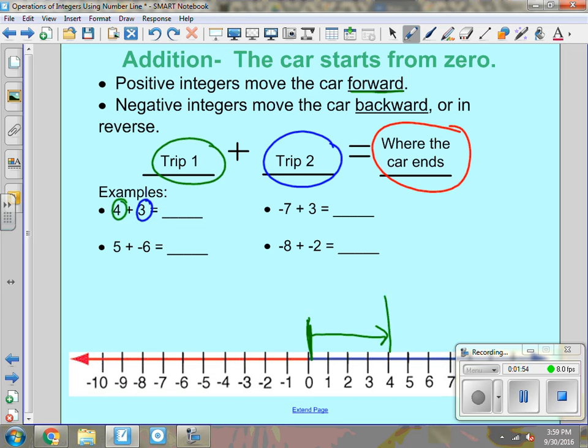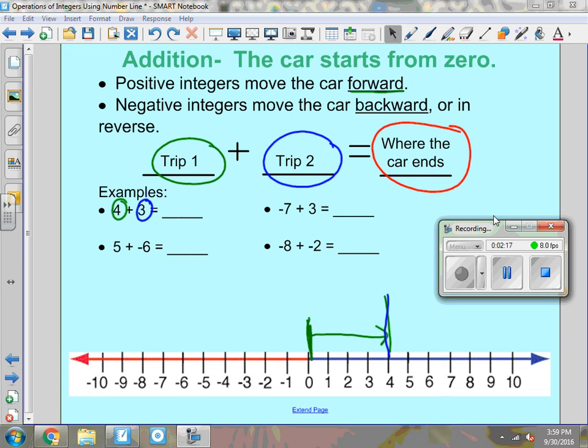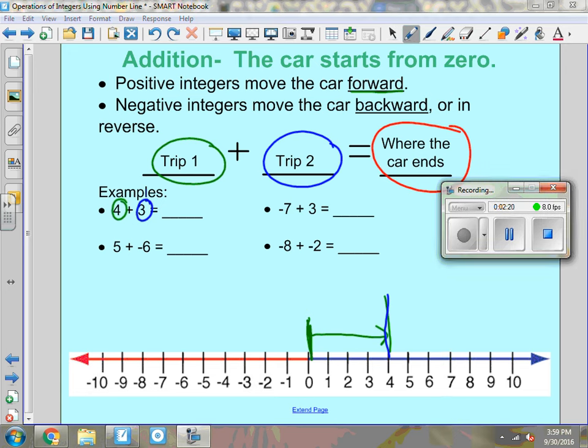That's the end of my first trip, so I'm going to draw another line. But I'm not done yet. I have a second trip. On my second trip, I'm moving 3 positive spaces. Remember, positive integers are going to move my car forward as well. So I'm picking up right where I left off, and I'm going to move 3 spaces, continuing forwards, because I've got another positive number. It looks like after I've moved 3 spots, I'm ending at a positive 7. So my solution, where that car is ending, is a positive 7.